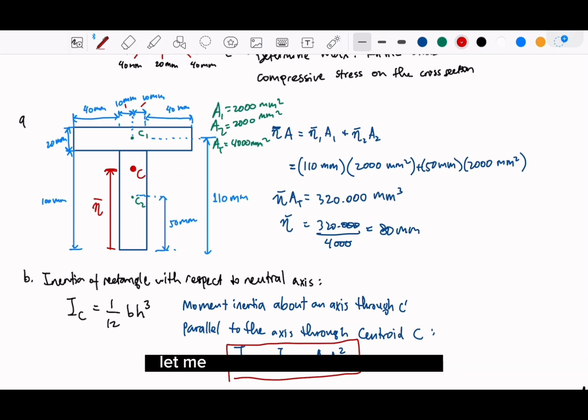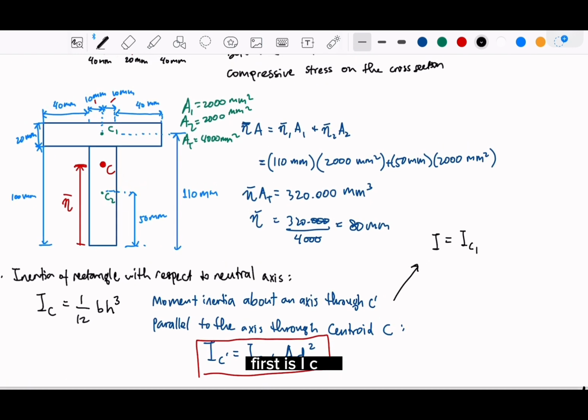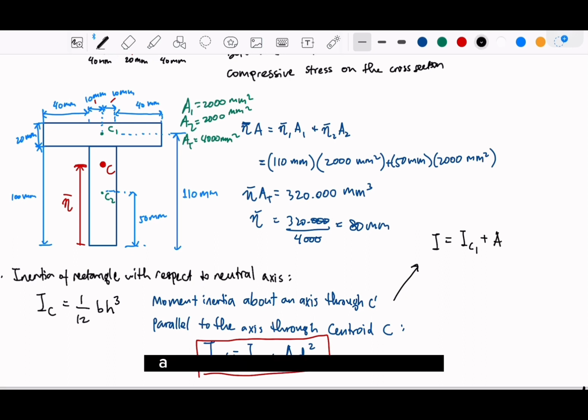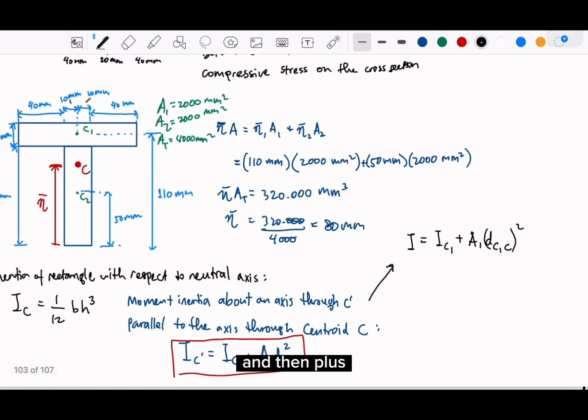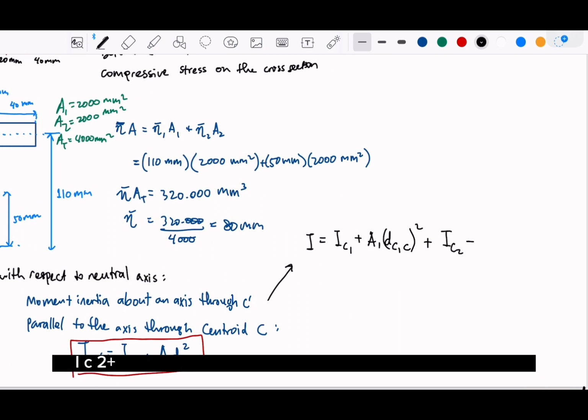Okay. Let me just give you some idea here. So the total inertia will be, first is IC1 plus A1 and then DC1C and then squared, and then plus IC2 plus A2 and then the distance between C2 and C squared.